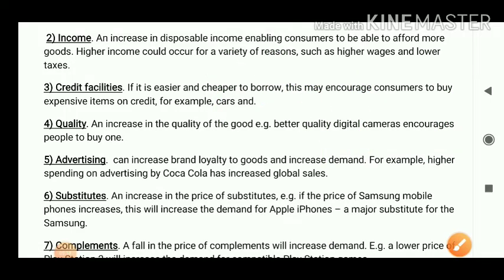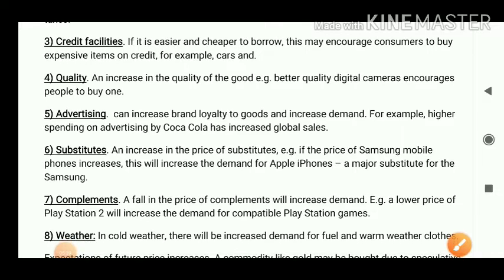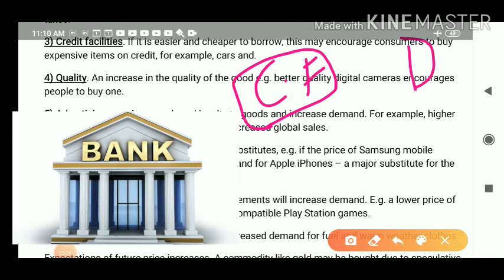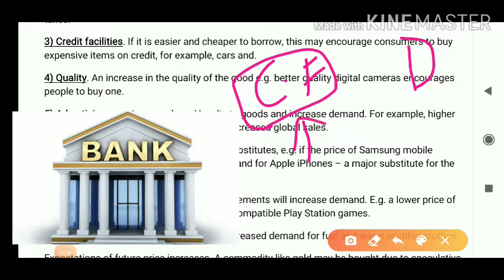Okay, fine, we'll go to the third point, that is credit facilities. If it is easier and cheaper to borrow, I will just explain it myself. Credit facilities, I'm just writing CF, or in easy language, you can just say loan facilities. And your demand rises when you are easily availing the loan, if the banks are willingly giving you loans on very easy terms.